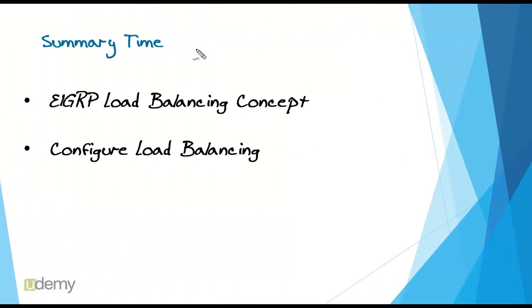Now it's summary time. In this lecture, we saw the EIGRP load balancing process. You see that EIGRP could balance your traffic over up to 16 paths or more based on your IOS and platform. EIGRP is unequal cost load balancing, but you have to configure it with the variance command, and we learned how to configure the variance and the maximum paths in our routers.